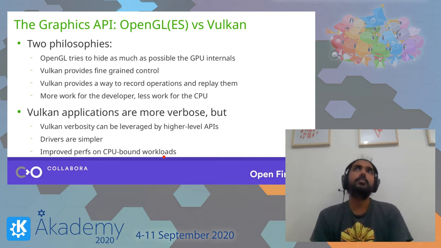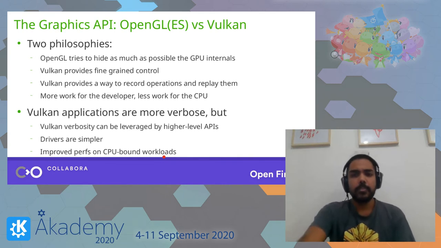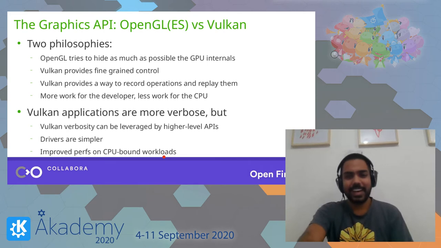Vulkan moves a lot of the complexity from the driver into the Vulkan application, which means more work for you as an application developer, but less work for the CPU, which essentially leads to improved performance on CPU-bound workloads. So if you would like to be a little lazier, I would recommend using OpenGL. But if you want to really go after every single frame, Vulkan is the way to go.